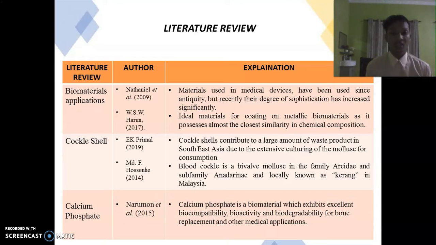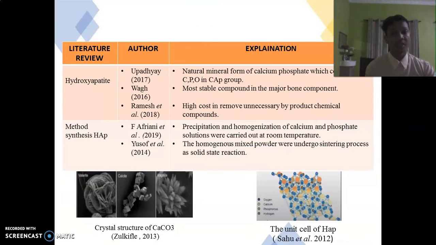Next, cockle shell. Blood cockle is a bivalve mollusk in the family Arcidae and subfamily Anadarinae and locally known as kerang in Malaysia. Calcium phosphate. Calcium phosphate is a biomaterial which exhibits excellent biocompatibility, bioactivity, and biodegradability for bone replacement and other medical applications. Hydroxyapatite, a natural mineral form of calcium phosphate which consists of calcium phosphate and oxide in the calcium phosphate group.